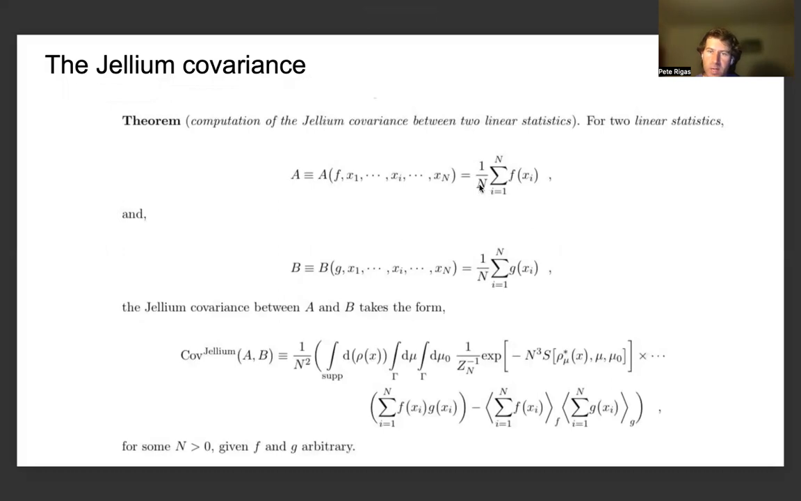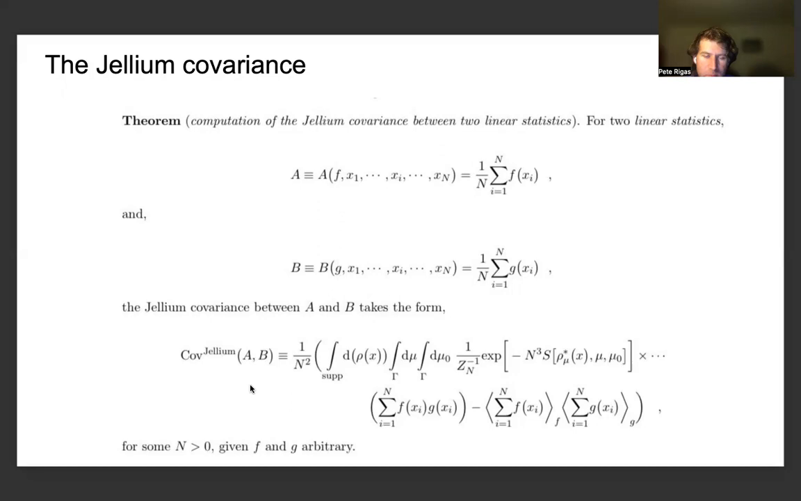The Jellium covariance, which is the main computation that goes into this paper, is of the following form. So we first take 2 linear statistics, A, which is a function of f and each one of the big N points, x sub 1 up to x sub n, as well as another linear statistic B, which is a function of the function little g, as well as the points, each one of the points xi.